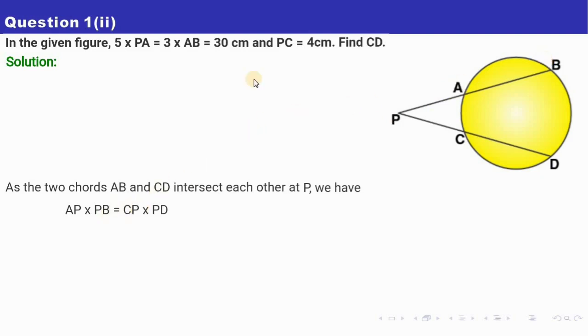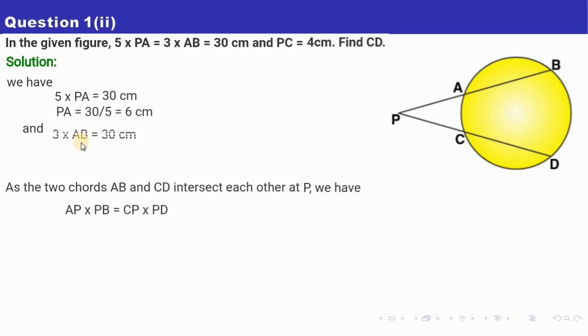Do we have CP? CP or PC? Yes, it is also given. Now do we have PD? No, we don't have PD, right? So PD is also not given. So let us quickly find what are the things given. So we have 5 into PA equals 30 centimeter, right? So from here PA is simple, it is 6 centimeter, right? So we found PA or AP.